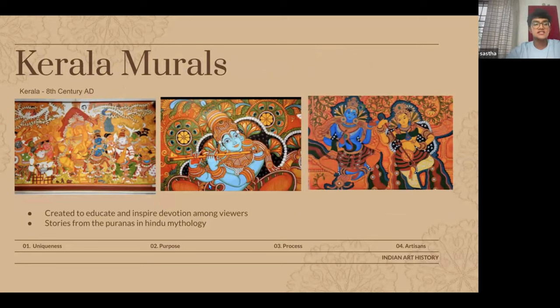So Kerala murals are characterized by their bright colors and intricate designs. The artisans used natural pigments made majorly from minerals and plant sources, which give murals their distinct and vibrant appearance. The use of red, yellow, green, blue, white, and black, along with detailed representation of human figures, animals, and mythological scenes.